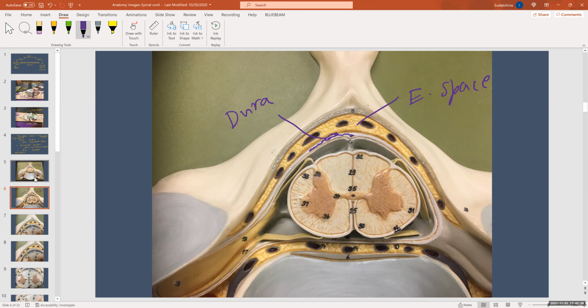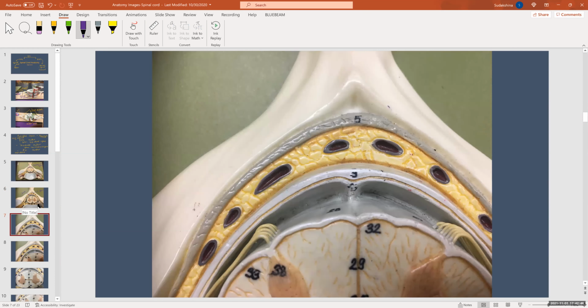Okay. Where is the subdural space? Subdural space, let's magnify further. The subdural space is here. I'm using a different color for what I'm tracing. You can see this is a little yellow color here. See that? That is the subdural space.